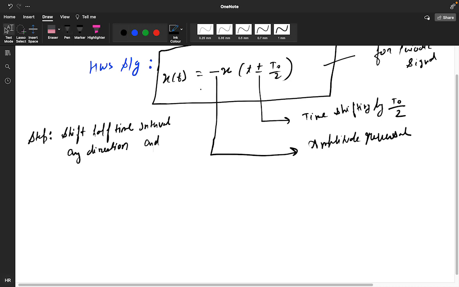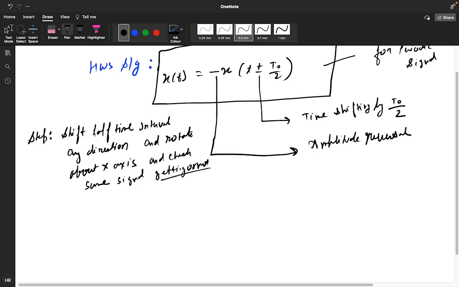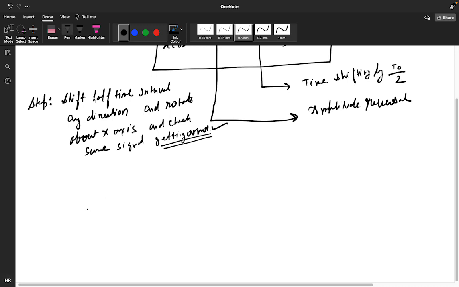Rotate about the x-axis. And you have to check whether you are getting the original signal or not. Check whether the same signal is obtained or not. If you are getting it, that means you have half wave symmetricity. Okay, I will give you an example.